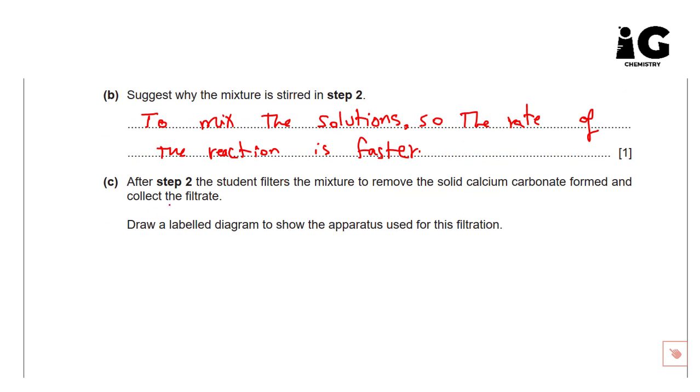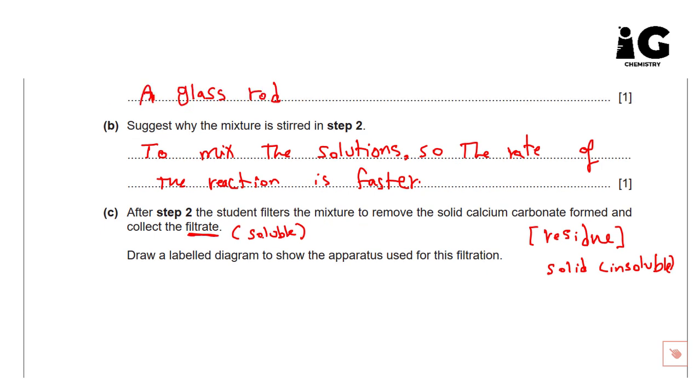Letter C, after step two, the student filters the mixture to remove the solid calcium carbonate from it, and collects the filtrate. You know, guys, the word filtrate here means the soluble substances in the solution. The part which is already filtered out, which is insoluble, is called the residue. So this residue is solid and it's insoluble. After doing this, we have two parts: the filtrate, which is the soluble solution, and the residue, which is the solid insoluble part.